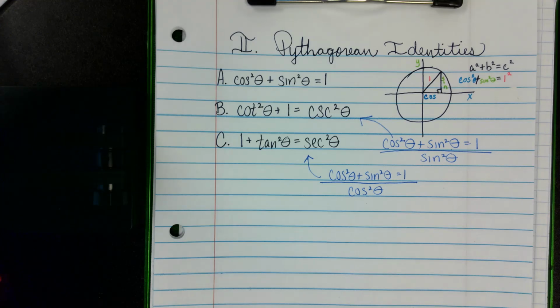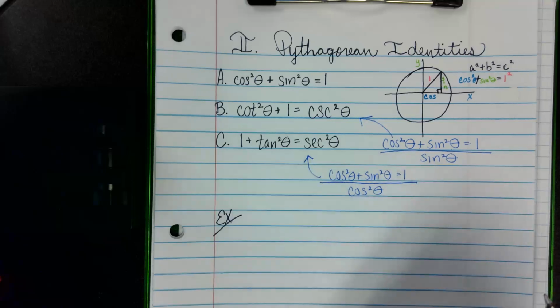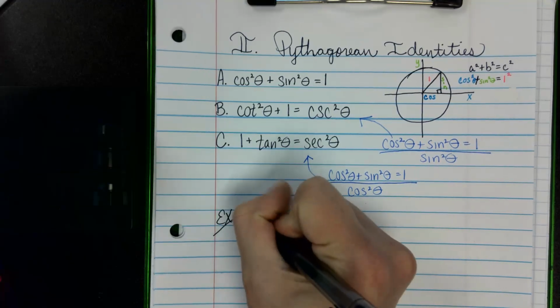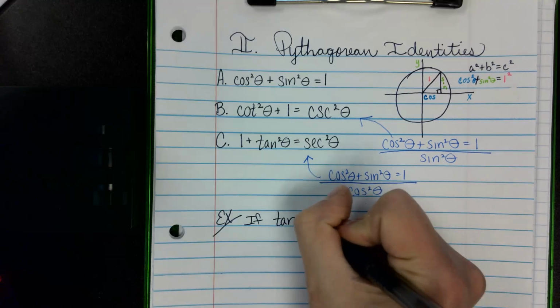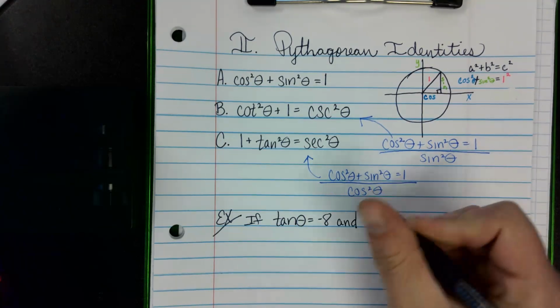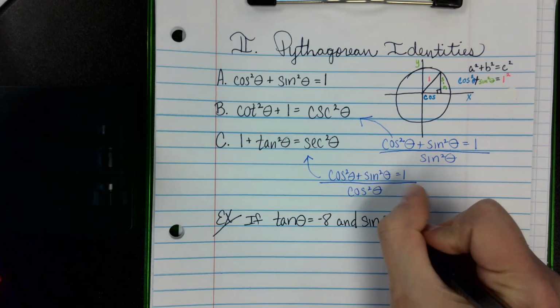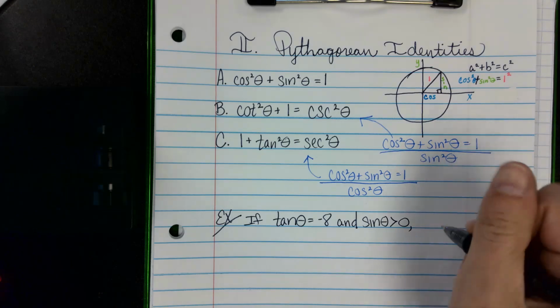So now an example of a problem that you're going to be asked to do using a Pythagorean identity. If tangent theta equals -8 and sine theta is greater than 0, find sine theta and cosine theta.